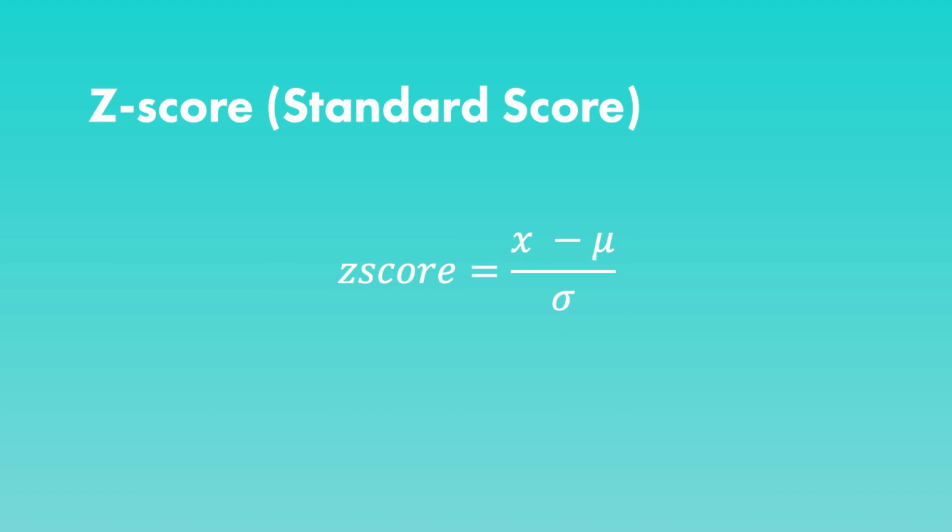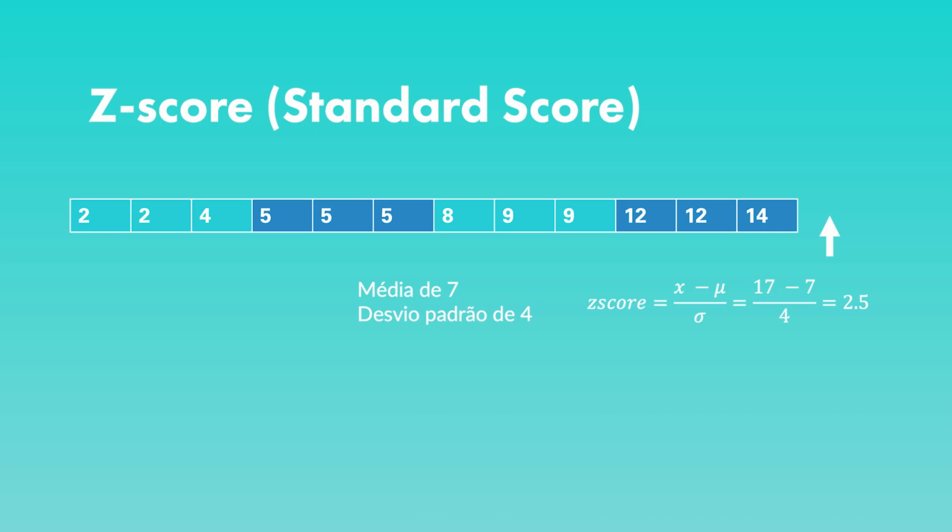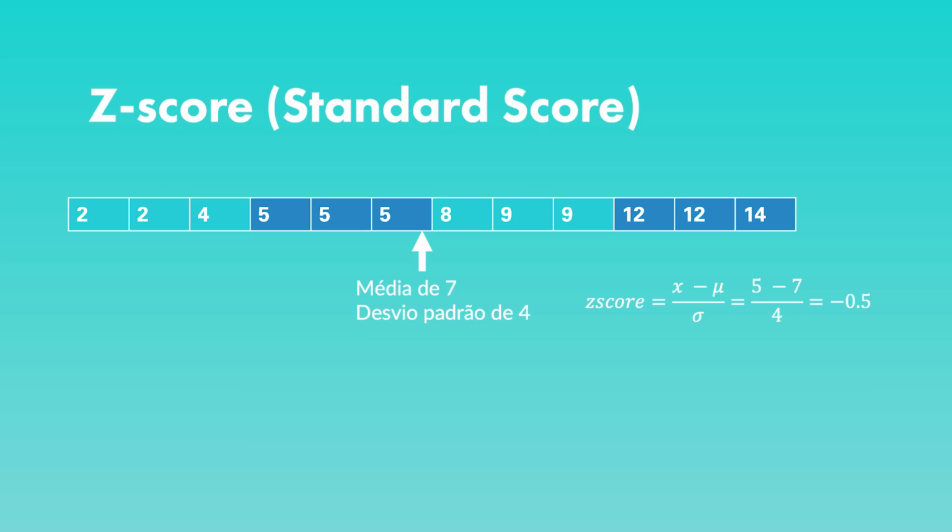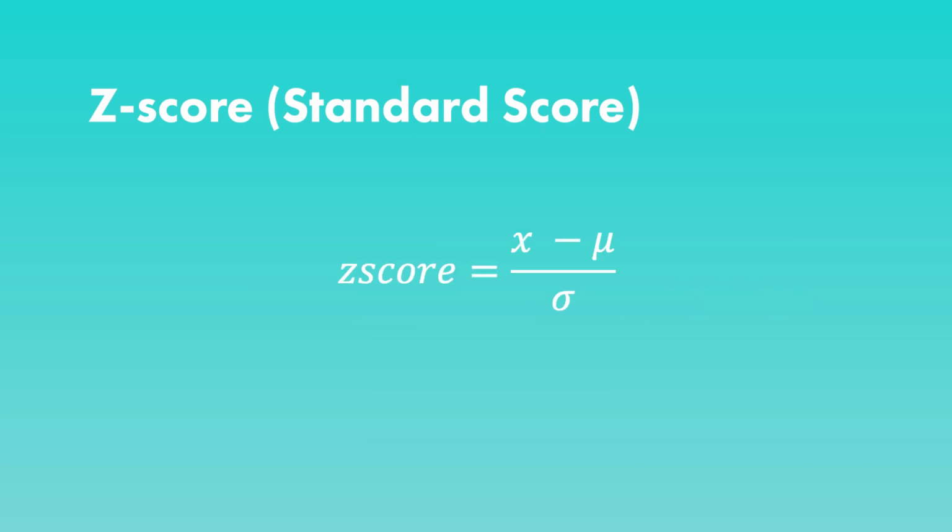You subtract the mean from the value, and if the score is above the mean, you have a positive z-score. If it's below the mean, you have a negative z-score. And then you divide by the standard deviation to get how many standard deviations above or below the mean a data point is.